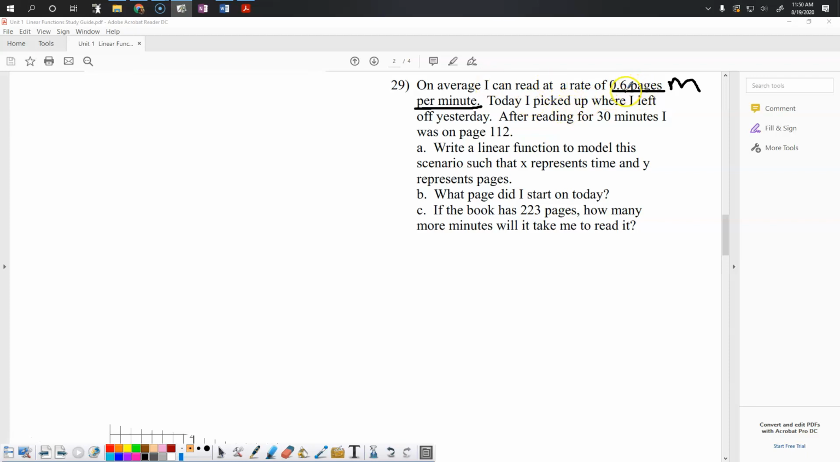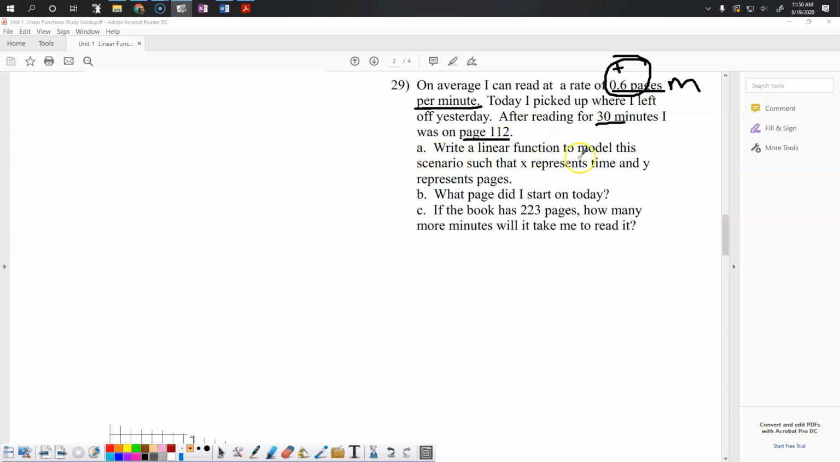So if I'm reading a book, is the number of pages I'm reading increasing or decreasing? Well, obviously over time, if I'm reading my book, the number of pages that I've read will have increased. So this is going to be a positive 0.6. So that's going to be my slope. All right, now the next thing is that it says today I picked up where I left off yesterday. So after reading for 30 minutes, I was on page 112.